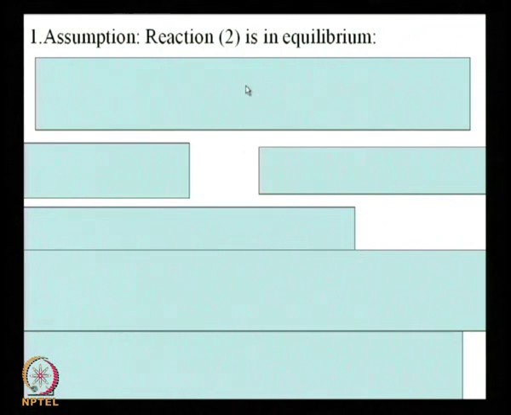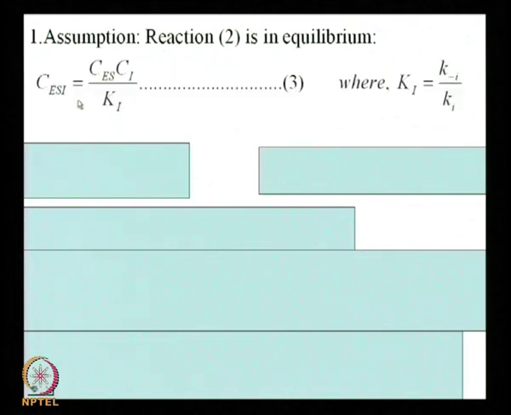So, what would that lead to? If you assume that the second reaction is in equilibrium, what do you get? The equilibrium constant Ki equals CESI over CES times CI. So CESI equals CES times CI over Ki, where Ki is the equilibrium constant for the inhibitor, the backward reaction over the forward reaction. Fine.